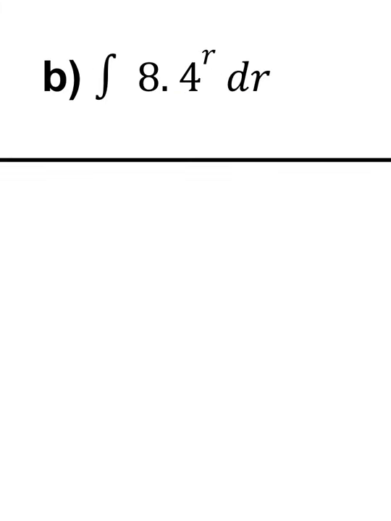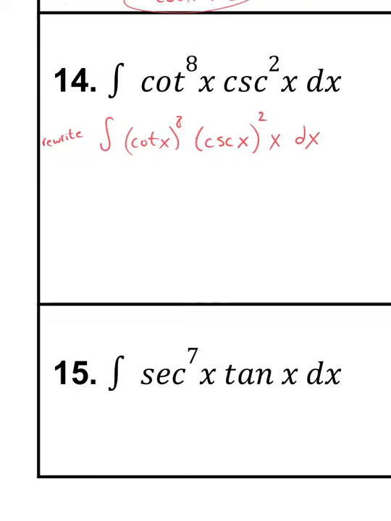Part B, this is an exponential function, base 8.4. So we can just use the formula for the antiderivative of an exponential function. We rewrite the function as is, 8.4 to the r. We divide it by the natural log of the base, 8.4. And we just follow that formula: the antiderivative of an exponential function of any base other than e, of course.